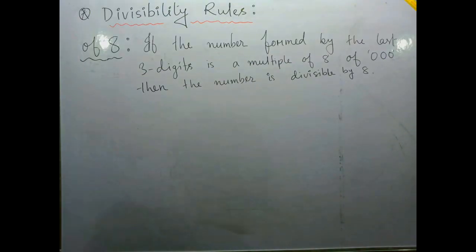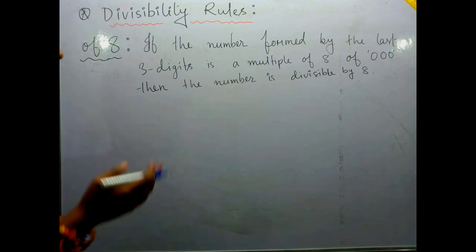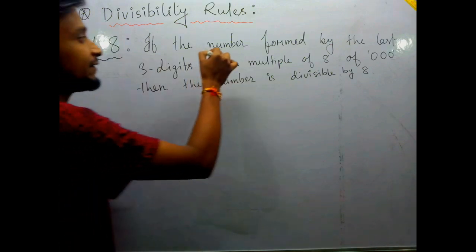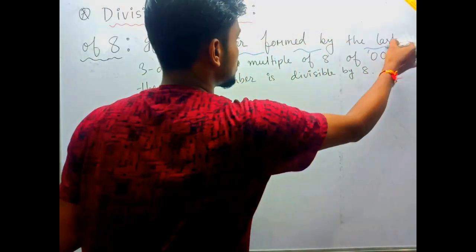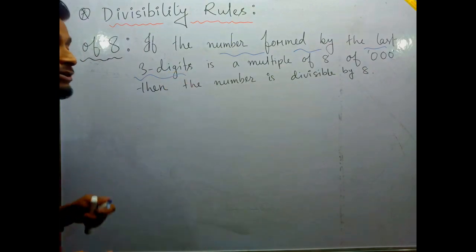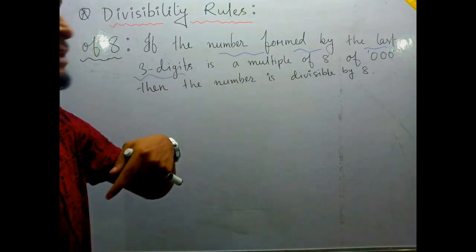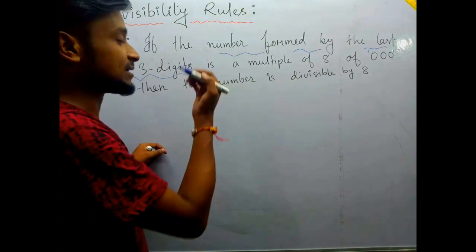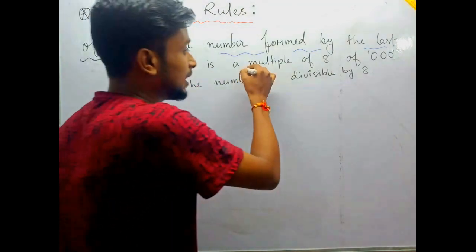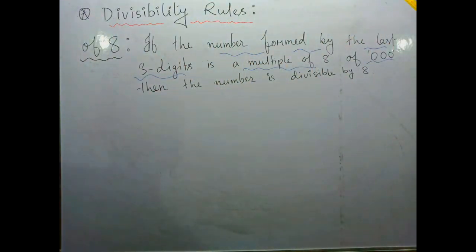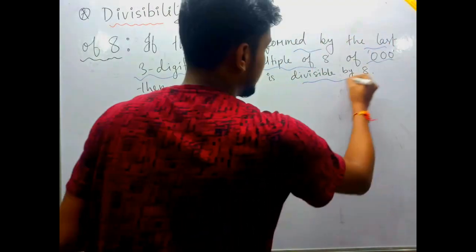Alright, so divisibility rule of 8. This is also a simple one. If you know the divisibility rule of 4, then you can learn it very easily. For 4 we check the last 2 digits, here we will check the last 3 digits. If the last 3 digits are a multiple of 8 or 000, then the number will be divisible by 8.